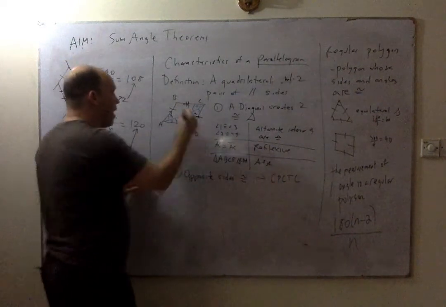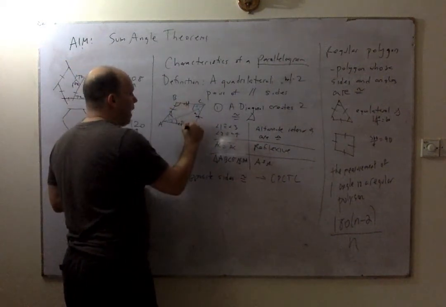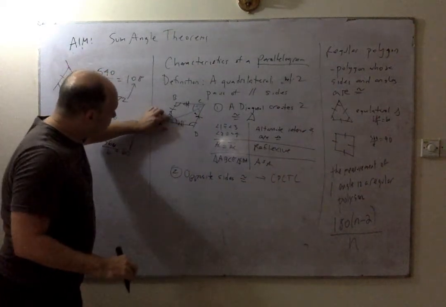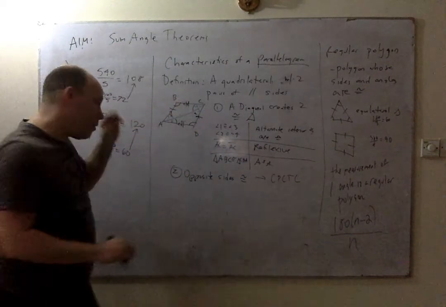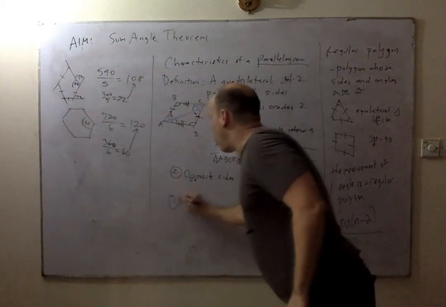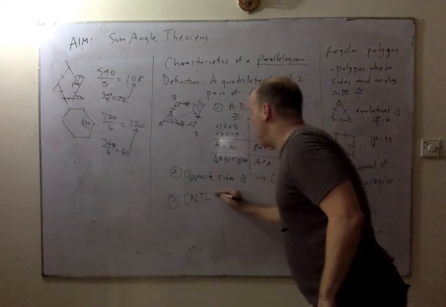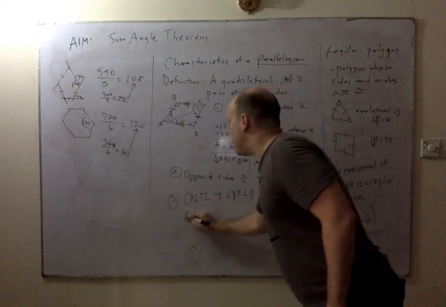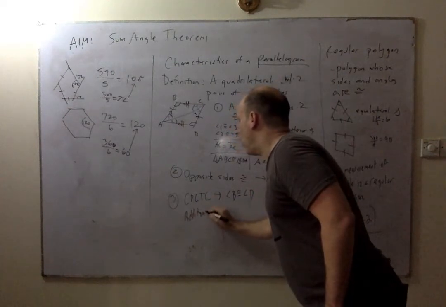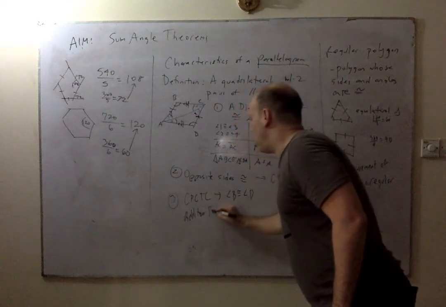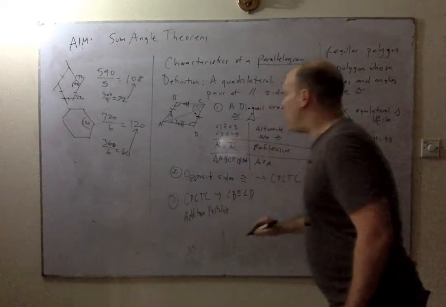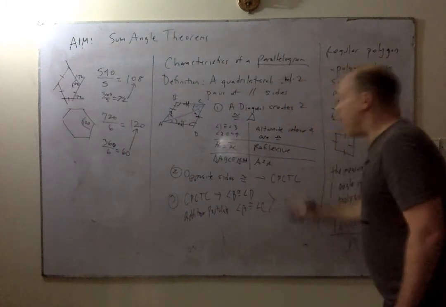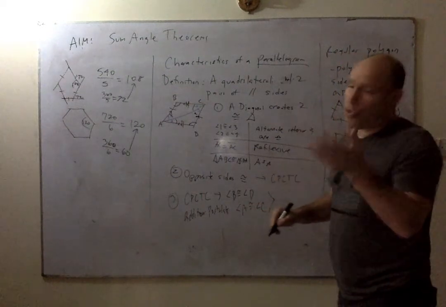Well, the first thing is we see that angle B is congruent to angle D. And we can see that 1 plus 2 is equal to 3 plus 4. So, first of all, by CPCTC, we know that angle B is congruent to angle D, and by addition postulate, we know that angle A is congruent to angle C. Therefore, characteristic 3, opposite angles are congruent.